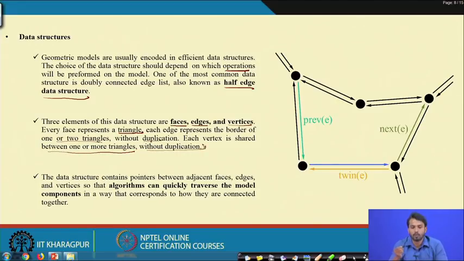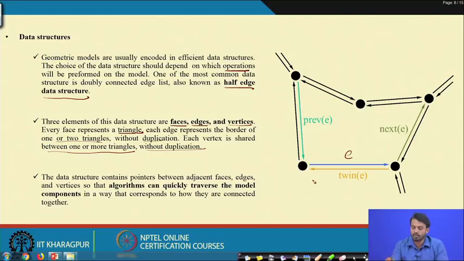So we have to first make a trade-off in the creation of triangles in terms of faces, edges and vertices. The data structure has pointers between adjacent faces, edges and vertices, so that the algorithm can quickly traverse the model components in a way that corresponds to how they are connected with each other. In this diagram, if the half edge structure is represented by E, then the pointer should store the value of the previous edge and the next edge along with the twin edge. The twin edge is the adjacent face of another triangle.